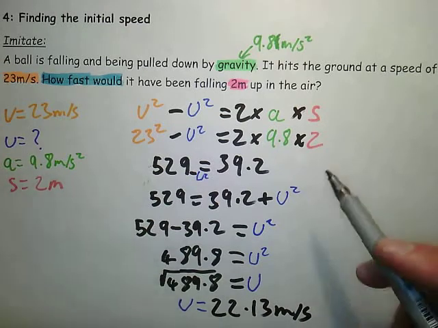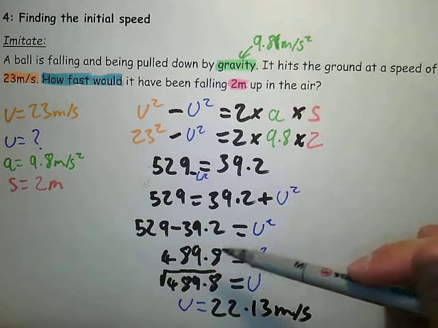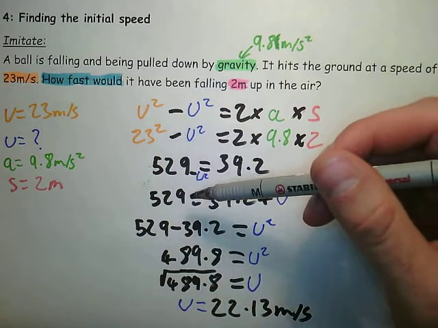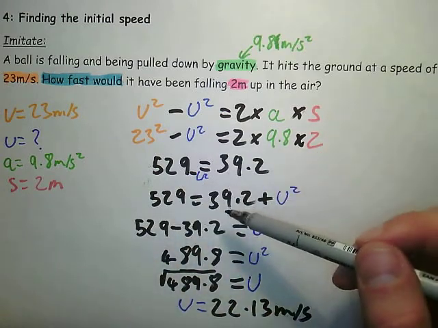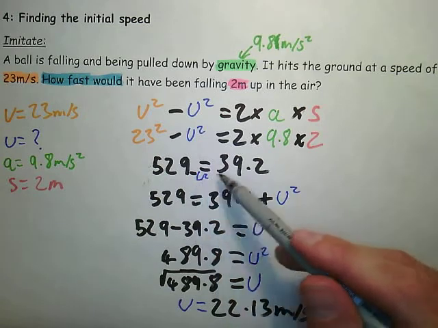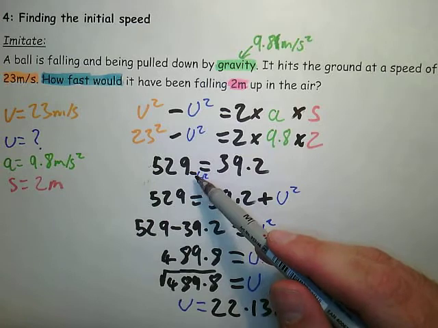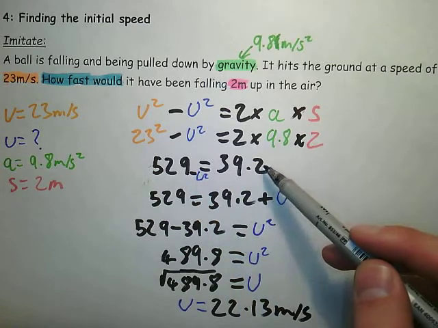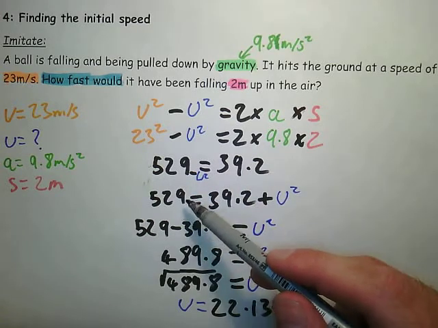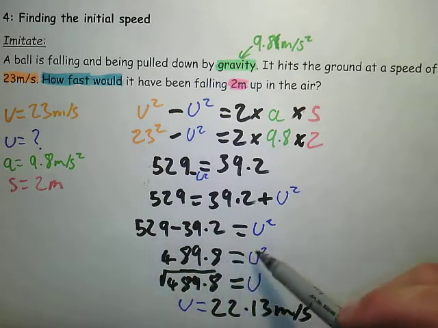Okay, so I think this is the most difficult with the rearranging, because you basically have to swap things around. So you can think of it like you're just swapping that U squared and that 39.2 around, but if you're doing it properly, we're making the U squared positive by swapping sides, and we're making the 39.2 negative by swapping sides again, and that should work out right.